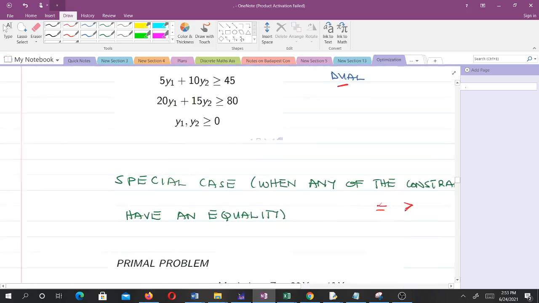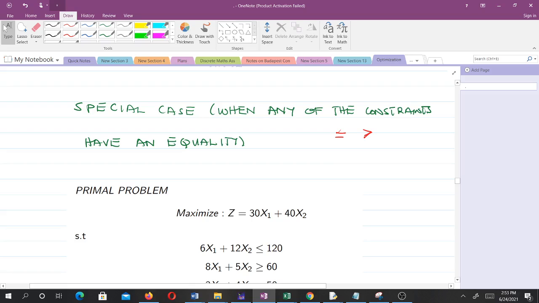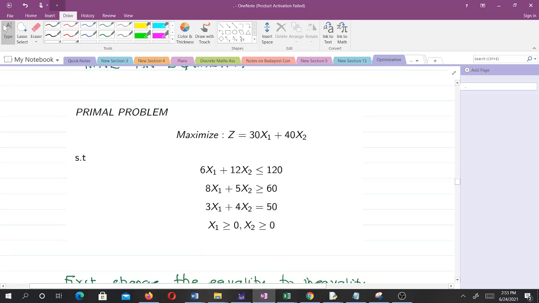So you see the special case, that's when any of our constraints have an equality. So let's see how we do that. Here the primal problem is maximize this subject to these constraints, and with the third constraint we have an equality. Before we can convert this to the dual form, we will have to change this equality to inequality, and changing equality to inequality will give us two constraints. One will have less than or equal to, and the other will have greater than or equal to.